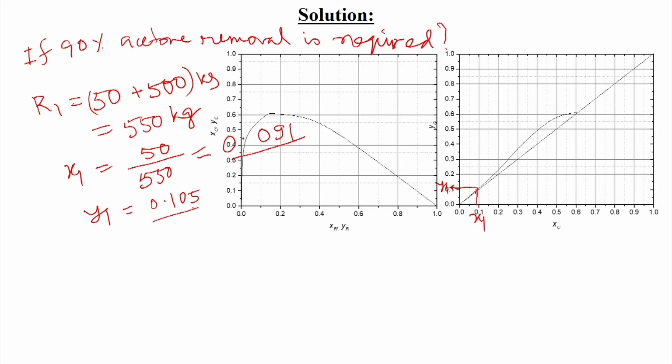So, now E1 will be getting like this: 1000, that is the feed, plus S1 minus the R1 we have, this 550. Okay. And so we are getting E1 equal to 450 plus S1.